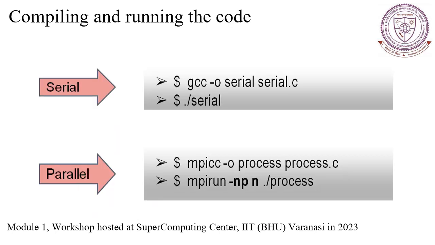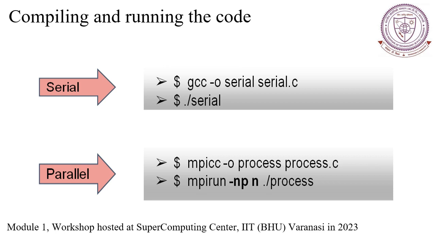Now we will see how to compile and run a code. So the command here, gcc -o serial serial.c, compiles the C source code file serial.c and converts it into an executable file named serial. The -o option tells the compiler to name the output file, which here we have named serial. The command ./serial runs the executable file.